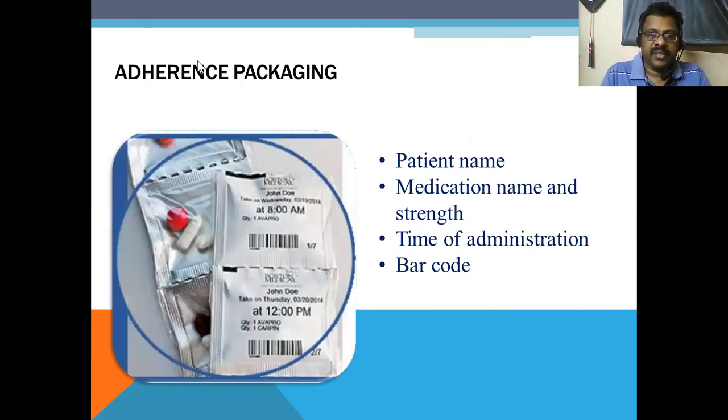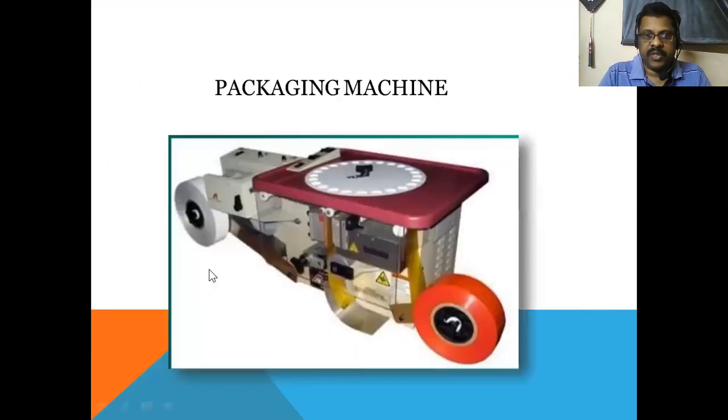Adherence packaging is like this. In this, you can see the patient name is written, and the medication name and strength are there, and the time at which it should be administered, 8 a.m., is mentioned, and the barcode. So tampering, overwriting, or changing the patient's name is not at all possible. Packaging machine: this kind of packaging machine is used in pharmacies to pack individual doses.